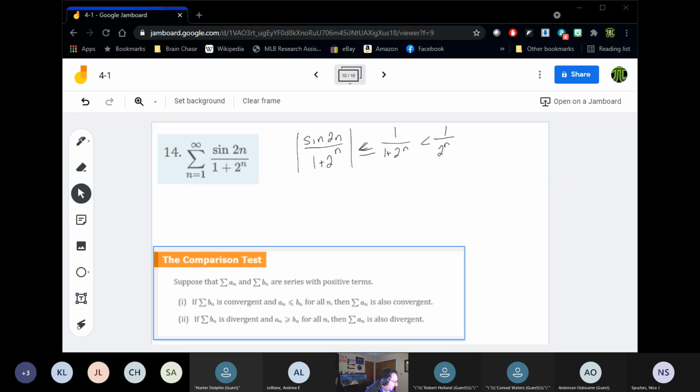The reason I want to get down to this part is because this right here is a geometric series. I now have 1 over 2 to the n. So r is 1/2, which is less than 1. So that part converges. And now based on the comparison rule, as long as that series converges and it's all in the series, the original series is always less than that series. So we're using this one right there. That means that series right here has to converge.